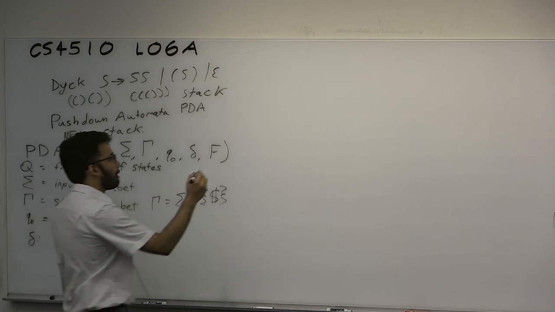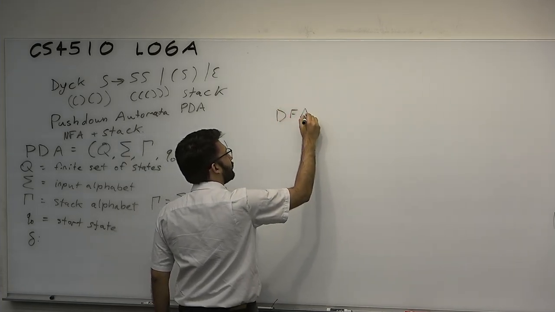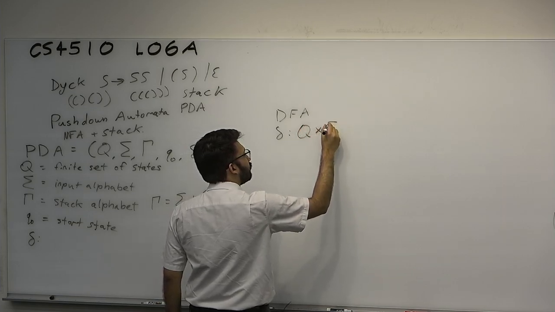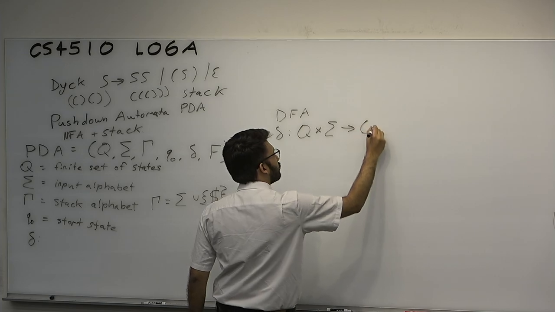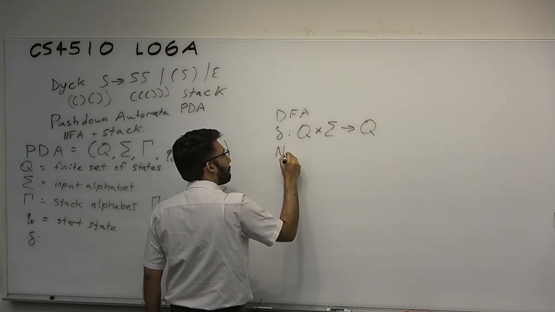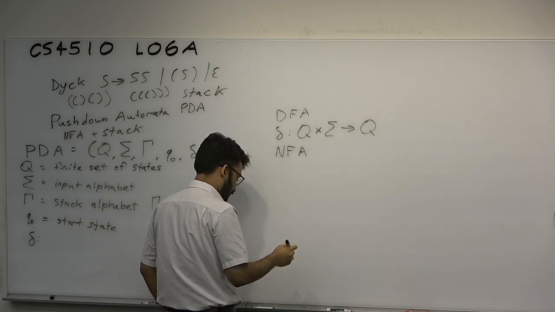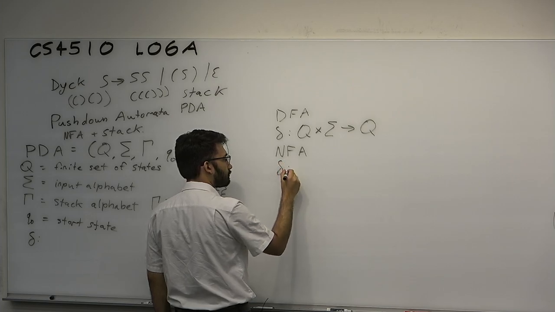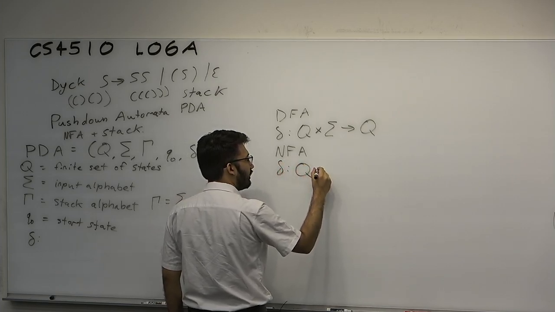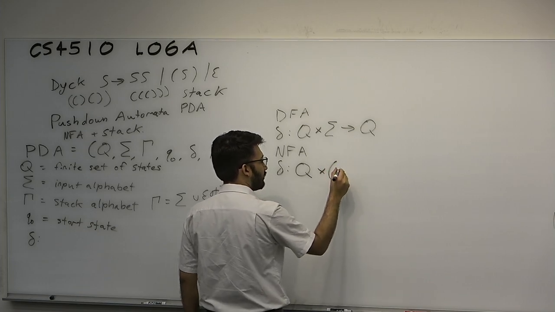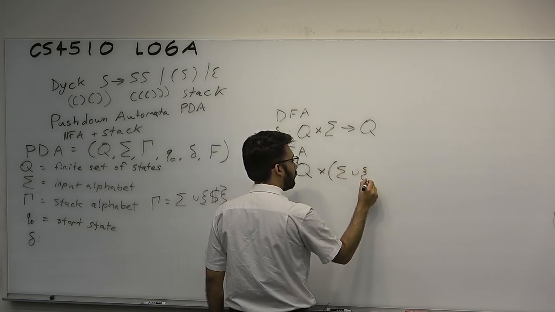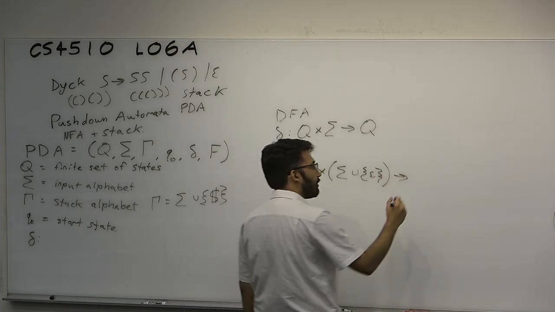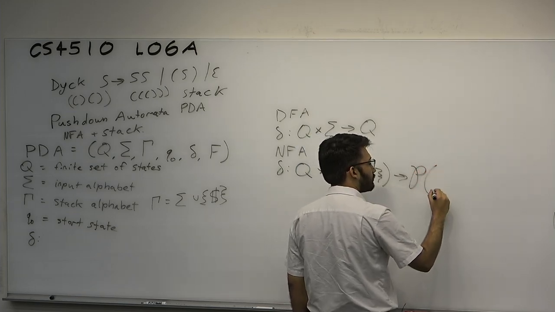If you recall, for a DFA, our transition function went from a single state, read a symbol off the input, and go to a new state. For an NFA, you start at a single state, and then you can choose to read a symbol off the input. So you can go sigma union epsilon, which means you can take epsilon transitions. And then instead of going to a single state, you go to a power set, a set of possible states.